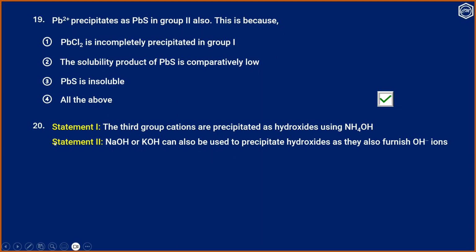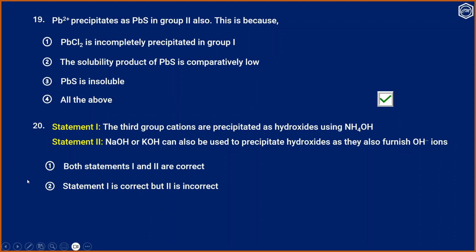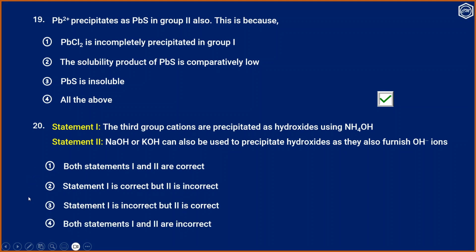Question number 20. Statement 1: the third group cations are precipitated as hydroxide using NH4OH. Statement 2: sodium hydroxide or KOH also can be used to precipitate hydroxides as they also furnish OH minus ions. Options: both statements 1 and 2 are correct; statement 1 is correct but 2 is incorrect; statement 1 is incorrect but 2 is correct; both statements 1 and 2 are incorrect.